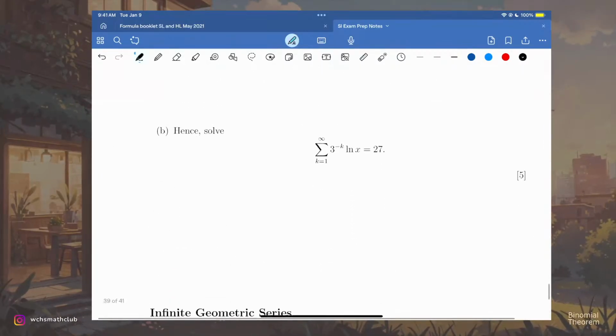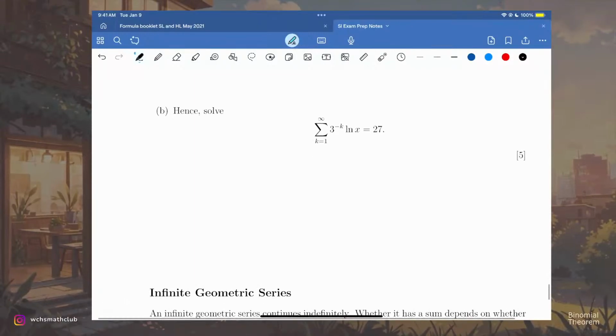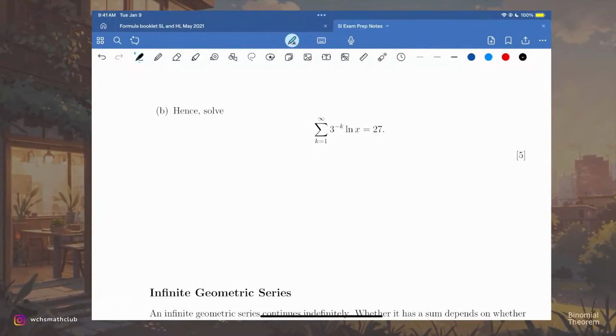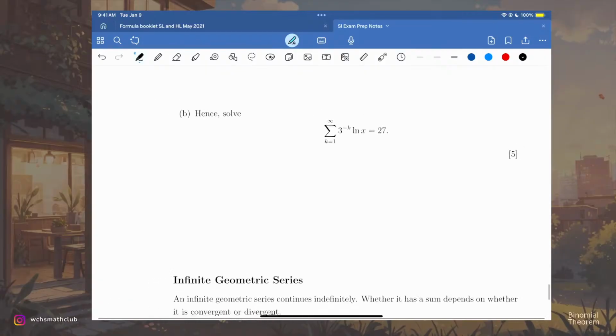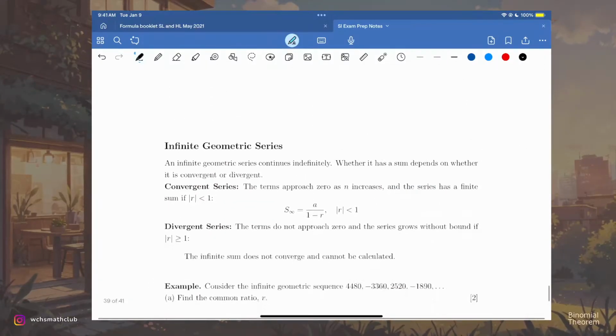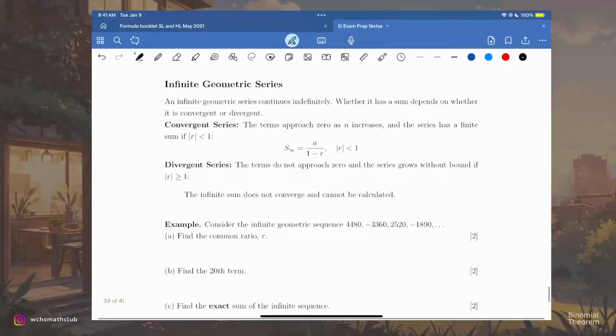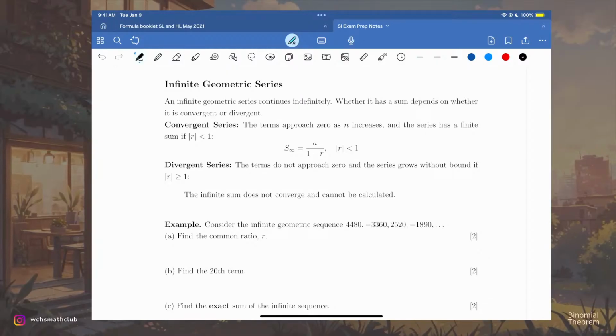And then part B of this question requires an infinite geometric sequence, which we'll come back to very shortly. Alright, let's look at the notes for this first. So an infinite geometric series continues indefinitely. Whether it has a sum depends on whether it is divergent or convergent.